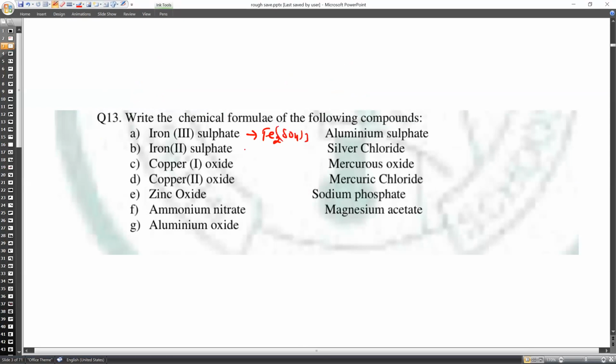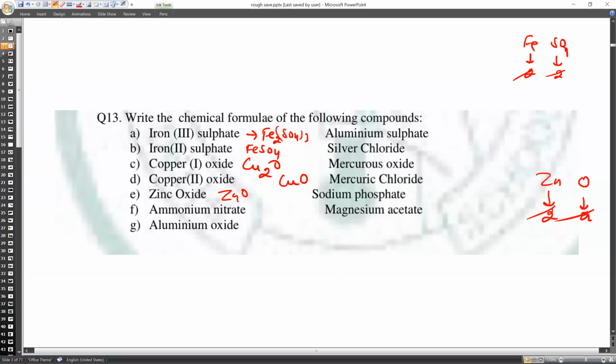So this one will be Fe2(SO4)3, but iron 2 sulfate is FeSO4 only, because iron is 2 and sulfate is also 2, so they cancel out each other and it will be FeSO4. Copper 1 oxide is Cu2O, and copper 2 oxide is CuO. Is it correct? Zinc oxide is ZnO because both zinc and oxygen have valency 2, so they cancel out each other. Ammonium nitrate I have already explained, it is NH4NO3. Aluminium oxide is Al2O3.